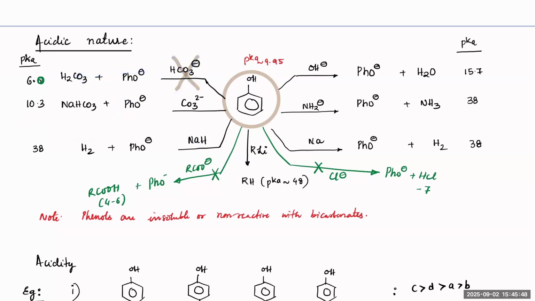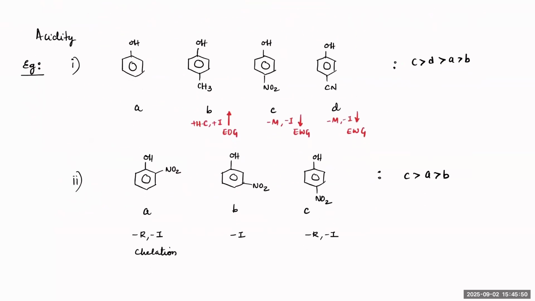Now, if you compare the reactivity on base of phenols with different groups on it, suppose I have a methyl, NO2 and cyanide. The electron withdrawing groups will always increase the acidic character. Electron donating groups will decrease the acidic character. And you know that NO2 is very strongly withdrawing. So therefore, this C will have more acidic nature than D, then A, then B. Correct? So C, D, A, B. That should be the order of acidic strength.